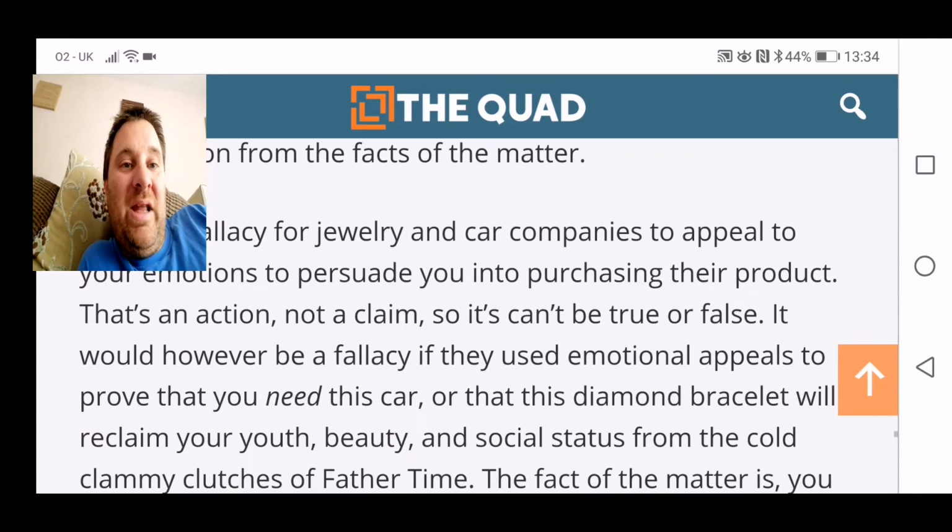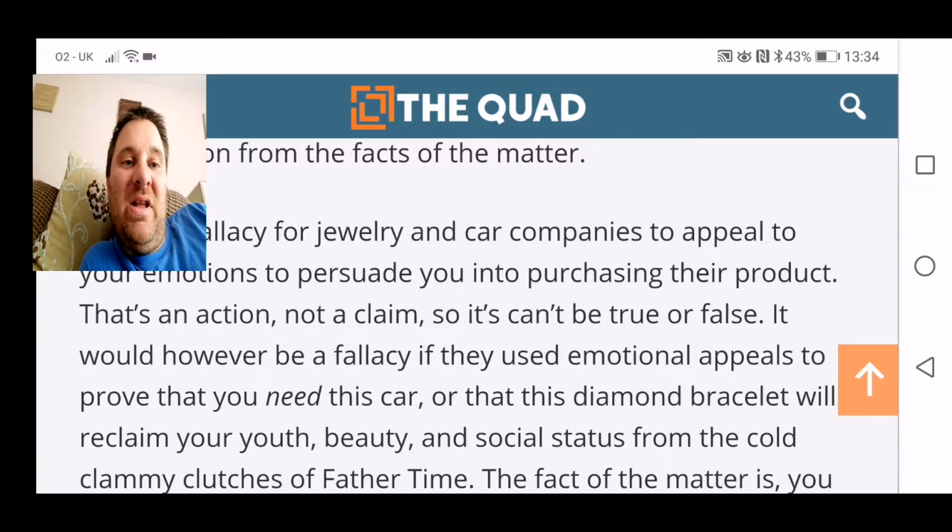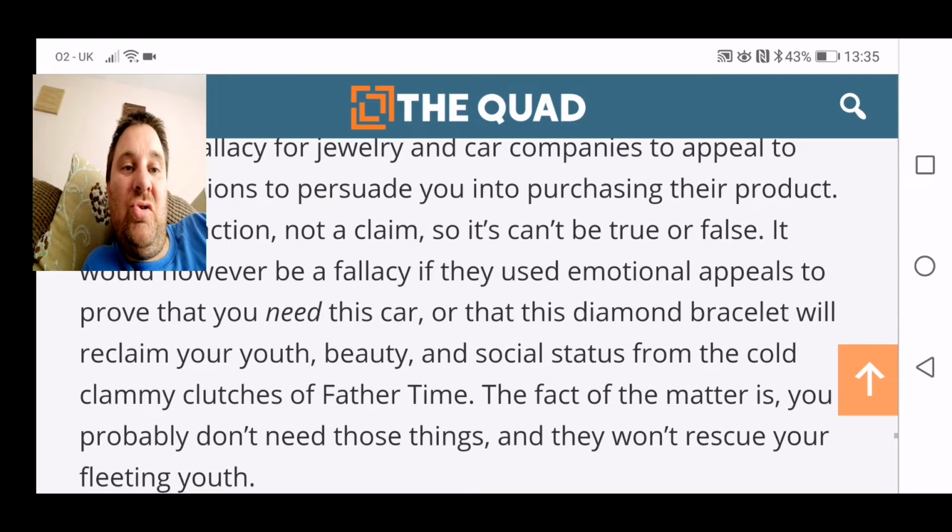That's an action, not a claim. So it can't be true or false. It would, however, be a fallacy if they used emotional appeals to prove that you need this car or that this diamond bracelet will reclaim your youth, beauty and social status from the cold, clammy clutches of Father Time.